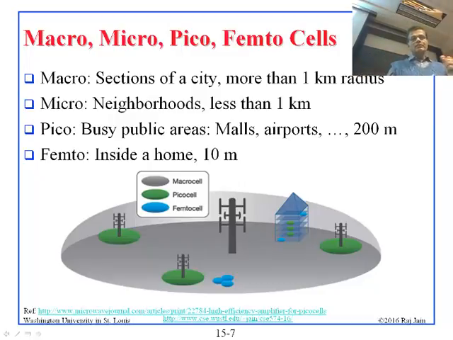So macro, micro, pico, and femto. Everybody understand the need for it? Why we need them? And the size.